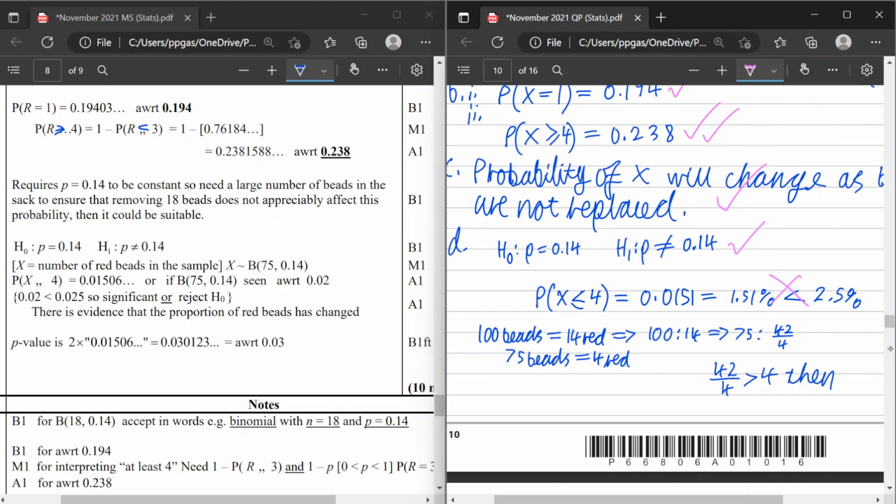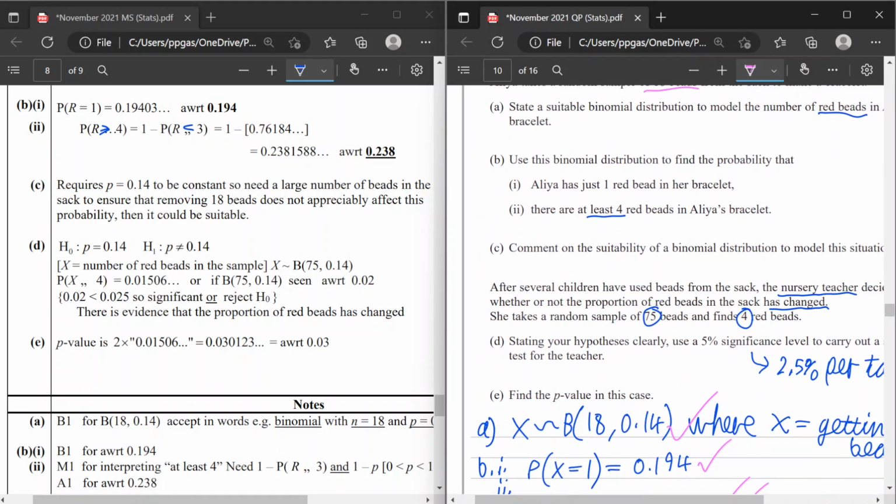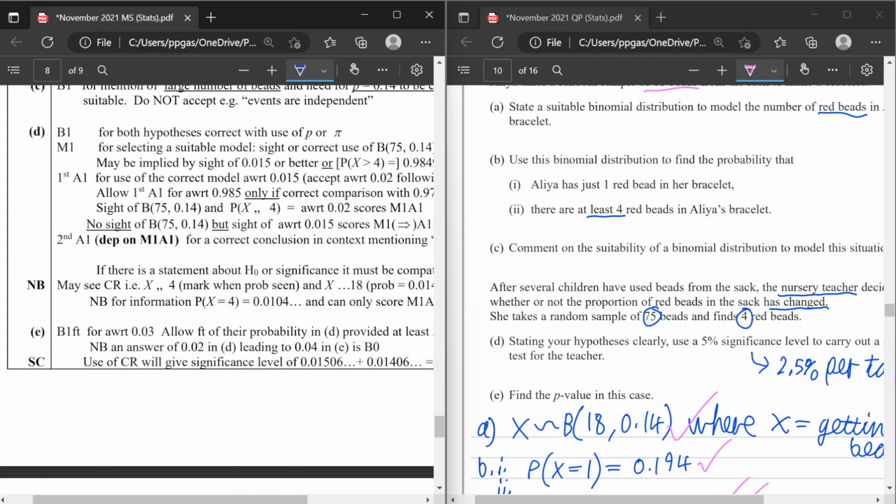Bit of a cough there. Right, then the next one, a p-value. Now I remember doing this. I have no idea what a p-value is. So I guess I'll look in the notes here to help me.